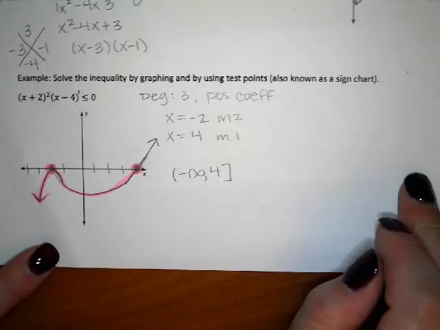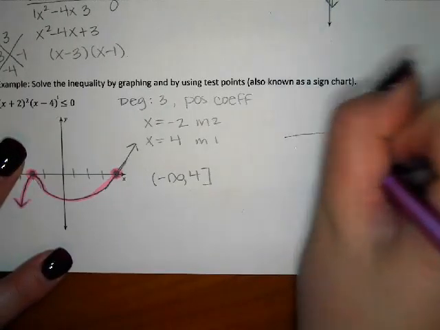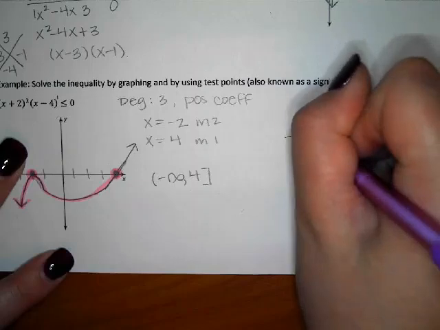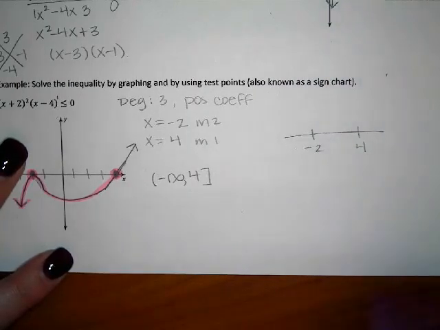All right, if we were to do this with a sign chart or by using test points, then I would put -2 and 4, and I would not ignore this because once we get to more complicated problems, you're not going to want to graph everything.